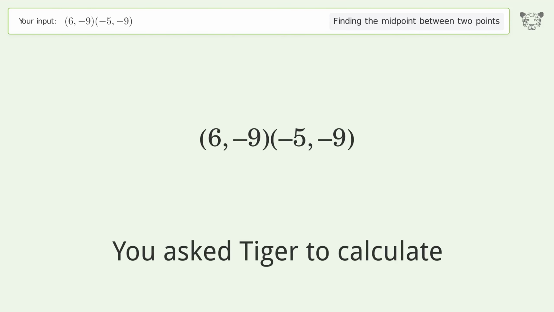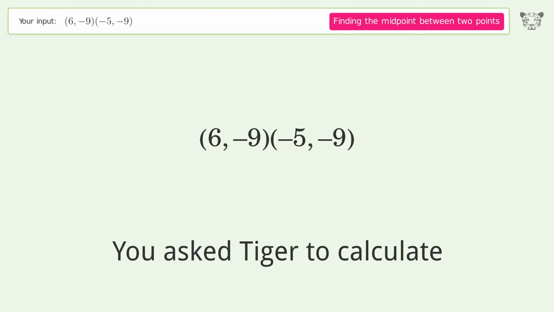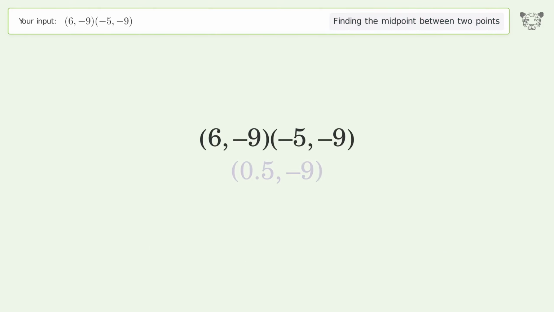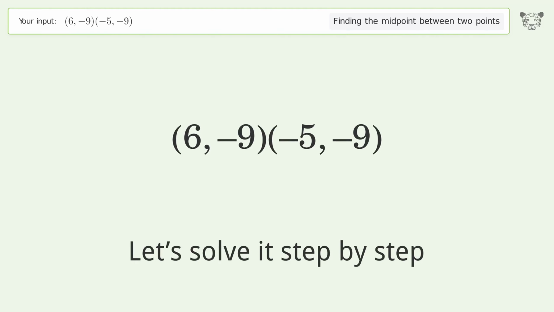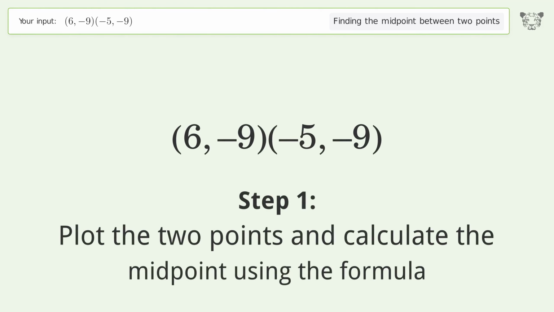You ask Tiger to calculate. This deals with finding the midpoint between 2 points. The midpoint between the 2 points is 0.5, -9. Let's solve it step by step. Plot the 2 points and calculate the midpoint using the formula.